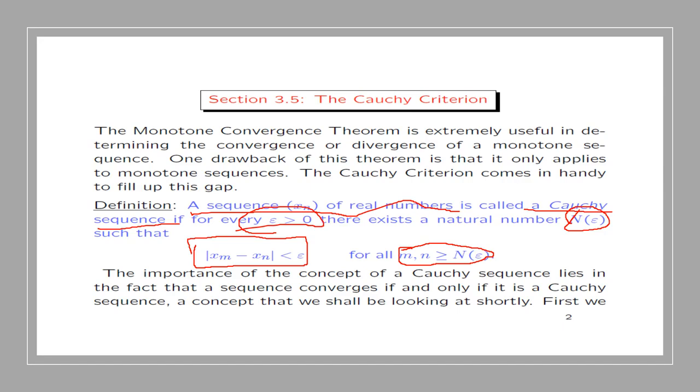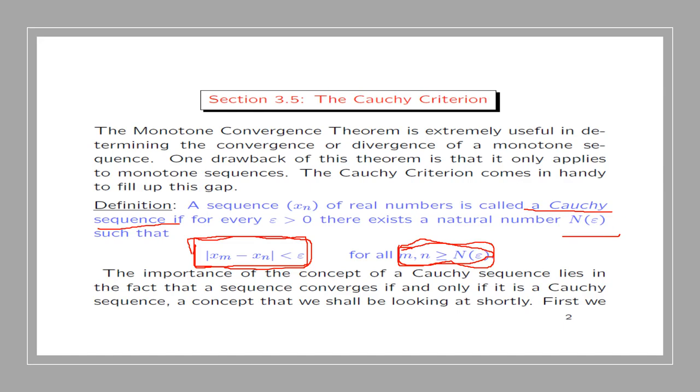So we'll say that xn is a Cauchy sequence if for every epsilon bigger than 0, you'll get a natural number N epsilon. This natural number depends on the given epsilon, such that if both m and n are bigger than that natural number, then the distance between xm and xn is less than epsilon. A sequence of real numbers which has that property is what we call a Cauchy sequence.